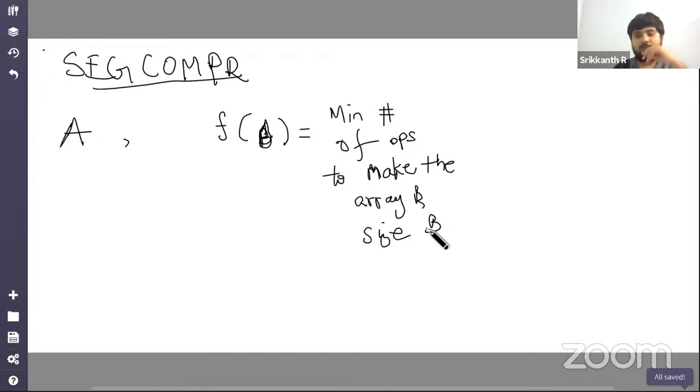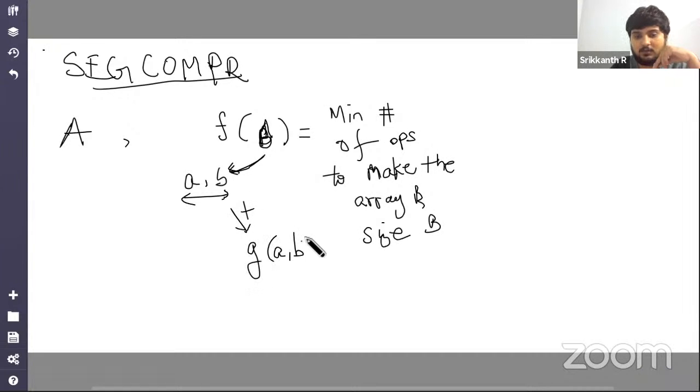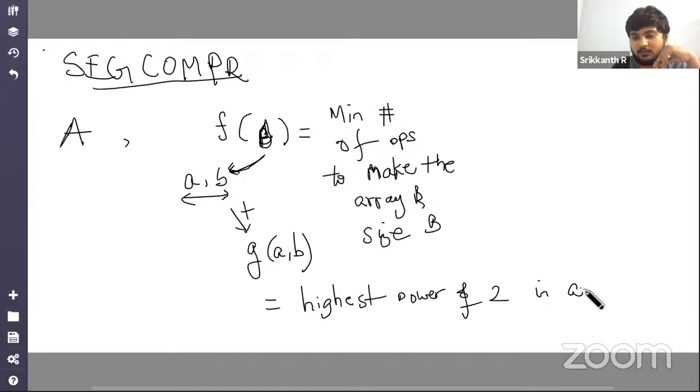So what are these kind of operations? In one operation, you're allowed to take any two integers a, b and remove both these integers from the array B and add g of a comma b. G is another function which I will define. G of a comma b is the highest power of 2 in a XOR b.